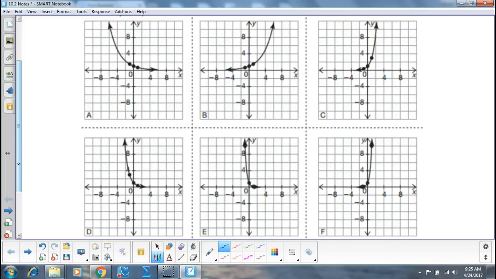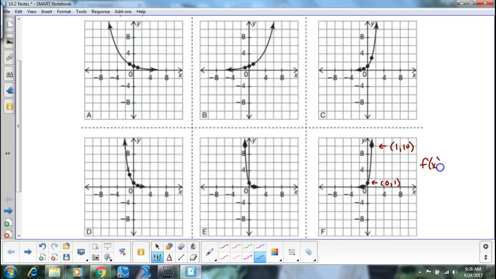How did you come up with that? Walk me through the rationale. Well, 10 to the power of 0 is 1. So that one went through the point 0, 1. And then 10 to the power of 1 would be 10, so 1, 10. So you're saying this is f of x equals 10 to the power of x.